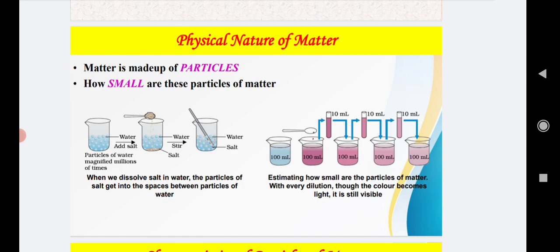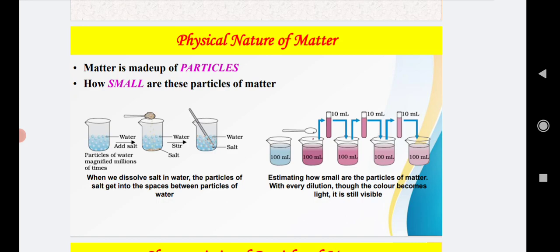In the first diagram, we can observe that when you dissolve salt into water and mix it properly, the salt gets dissolved. So the solution formed is uniform. Water is made up of water molecules, but the water molecules are spaced, they have space between them, so that they can accommodate the salt particles. That's why we say that there is enough space between the particles of matter.